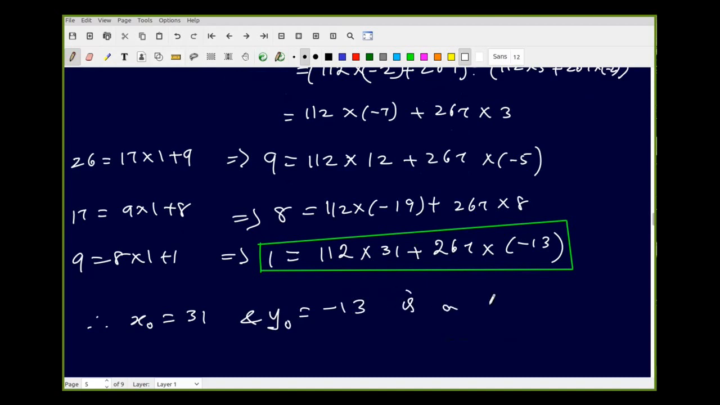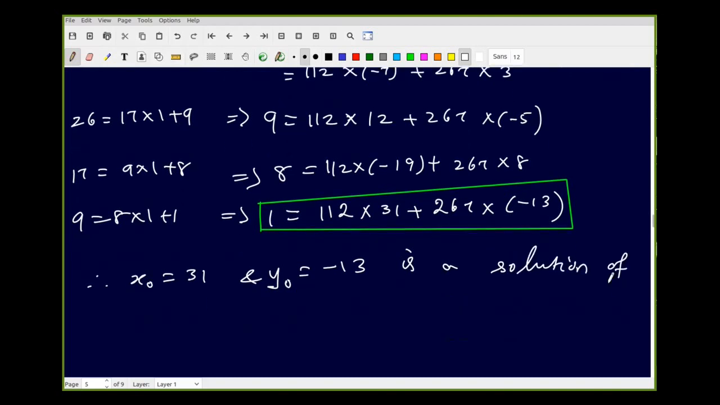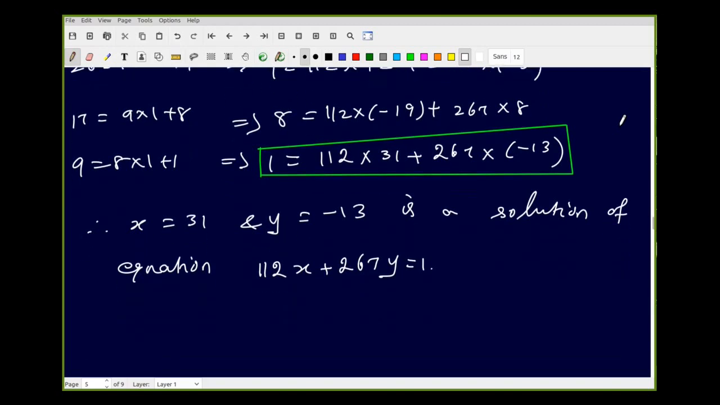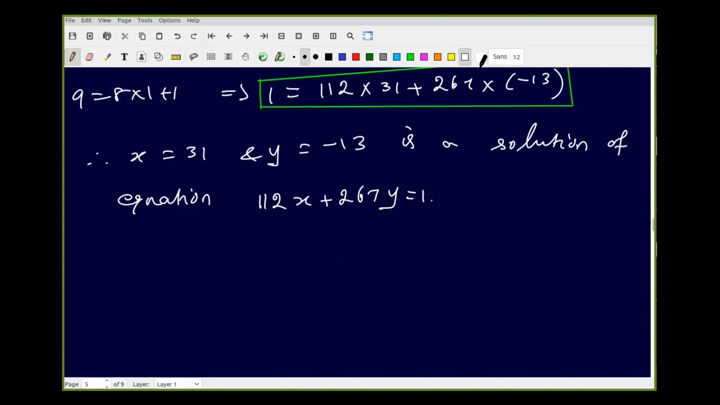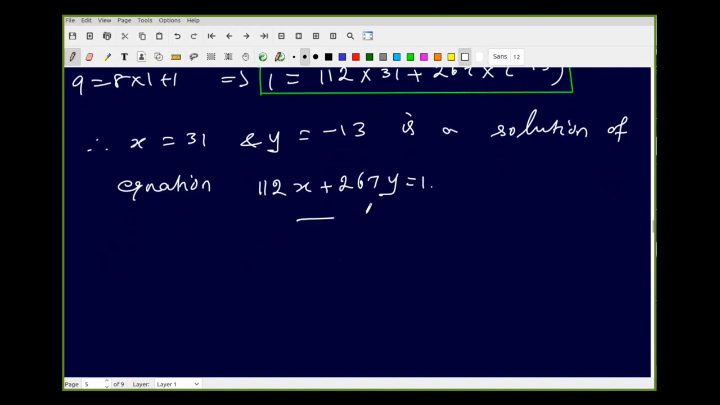Okay, this is a solution of the equation 112x plus 267y equal to 1. So one can find all possible solutions of 112x plus 267y equal to 1 by the following. So we write the general theory for writing all possible solutions.